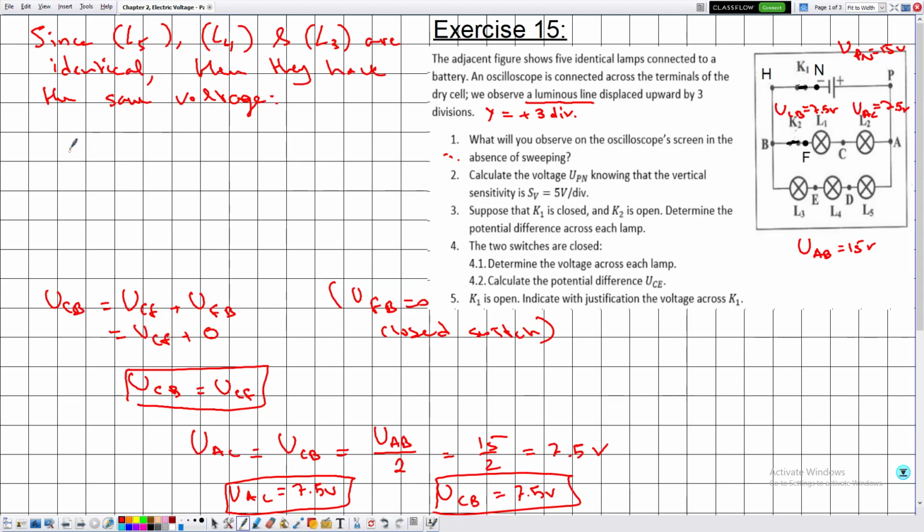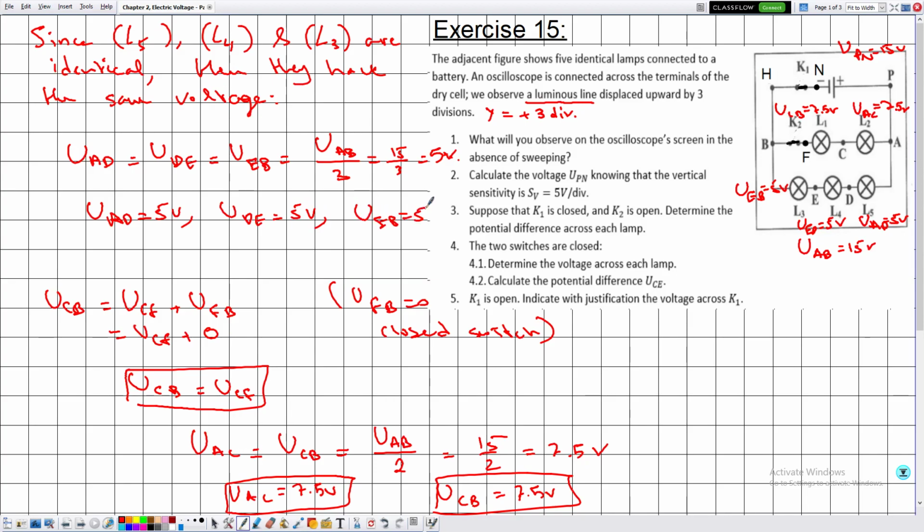So in this case UAD is equal to UDE is equal to UEB is equal to UAB divided by 3, which is equal to 15 divided by 3, which is equal to 5 volts. So the voltage across each lamp is given by 5 volts. So UAD, UDE and UEB are equal to 5 volts.